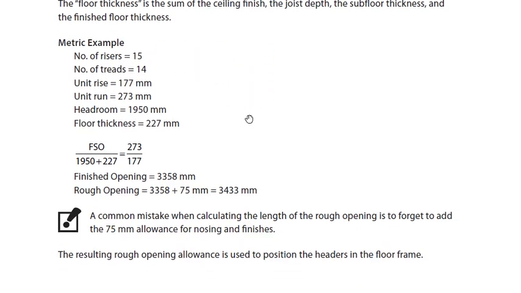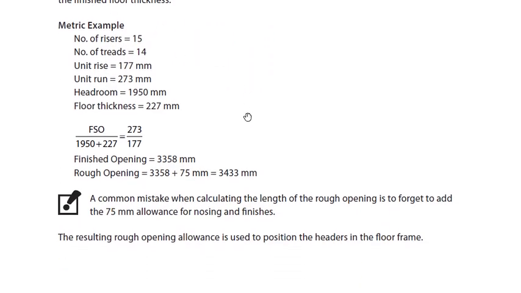Now we get into an example. So now we're going to deal with metric. So our number of risers will be 15, so we've already determined how many risers we have. We've determined our number of treads to be 1 less than the number of risers, 14. We've also determined that a unit rise is going to be 177 millimeters. And using a proportioning rule, 177 plus 273 looks like it adds up to 450. I'm just going to do a quick check on my calculator.